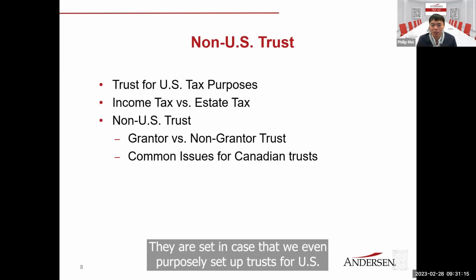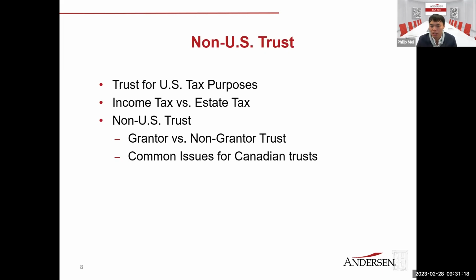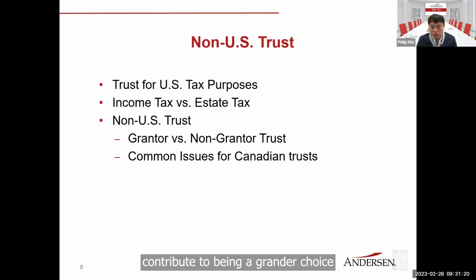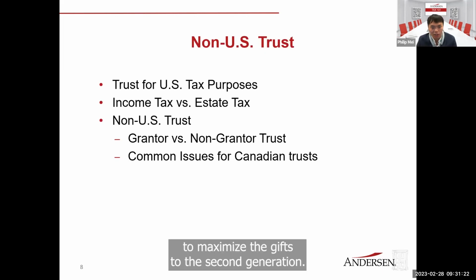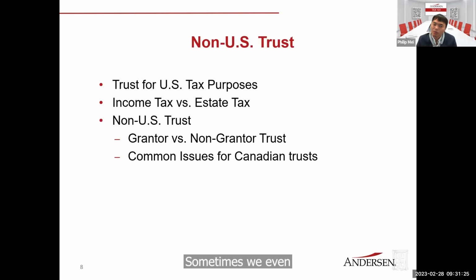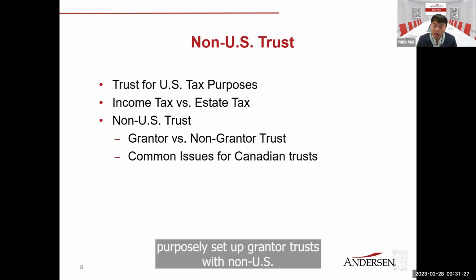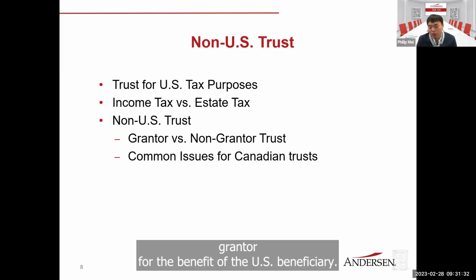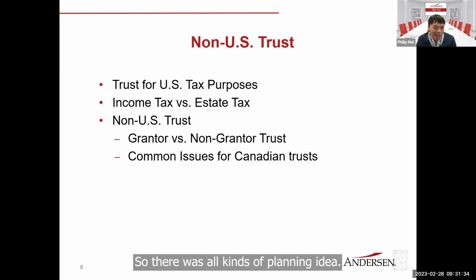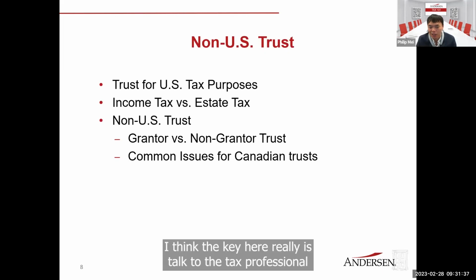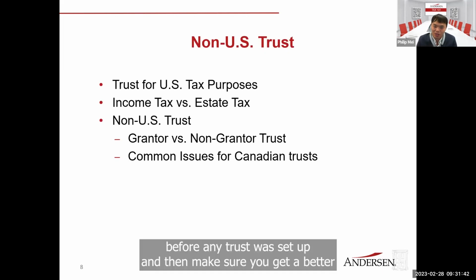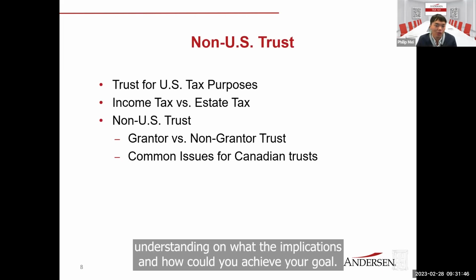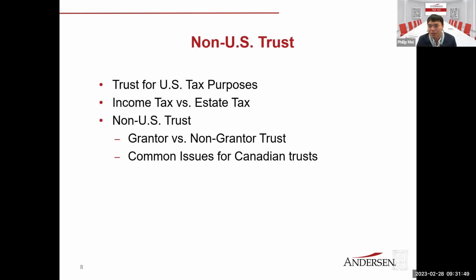There are certain cases where we even purposely set up a grantor trust for a US contributor to maximize the gift to the second generation. Sometimes we even purposely set up a grantor trust with a non-US grantor for the benefit of a US beneficiary. So there are all kinds of planning ideas. I think the key here really is to talk to a tax professional before any trust is set up, and make sure that you get a better understanding of the implications and how you could achieve your goal.